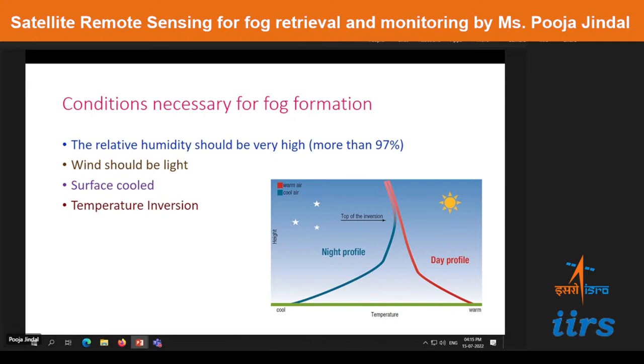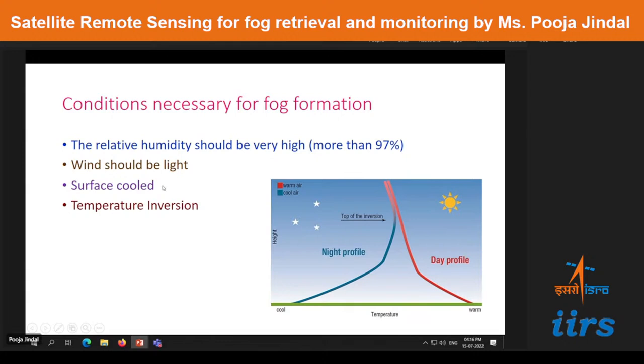So what are the necessary conditions for the fog formation? We can easily understand one basic condition is relative humidity should be very high. Second is winds should be light. Wind should not be more than 2 to 3 meters per second. See, if winds would be high, then there will be a lot of mixing. So a saturated air will immediately mix with the unsaturated air and condensation will not take place. So winds should be light.